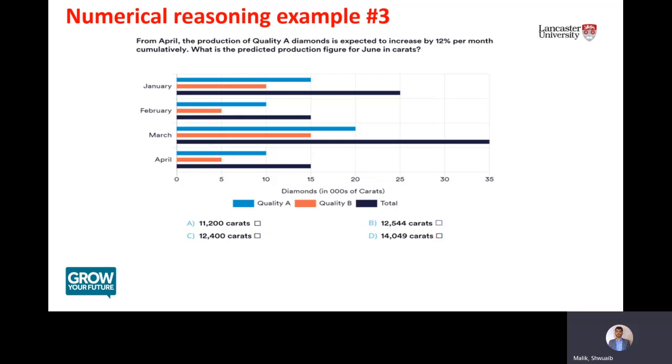So again, there's a lot of information in this graph that we don't need. Firstly, we need to focus on quality A diamonds, which is the blue line, so we can ignore every single orange and black line that we see. We need to focus on April; the blue line next to April is the one that we really need to be focusing on. That's the only piece of information we need. So the production of quality A diamonds in April was 10,000 carats. Hopefully that makes sense. I've just gone across and looked downwards, and the blue line is touching the 10,000 line.